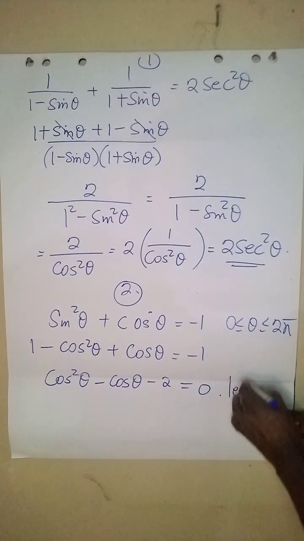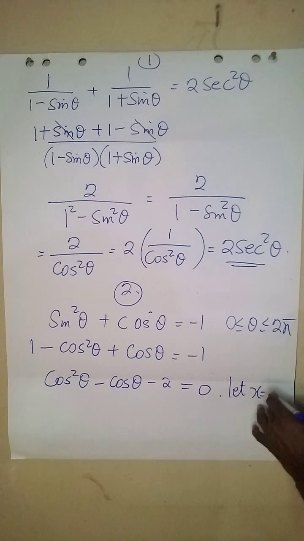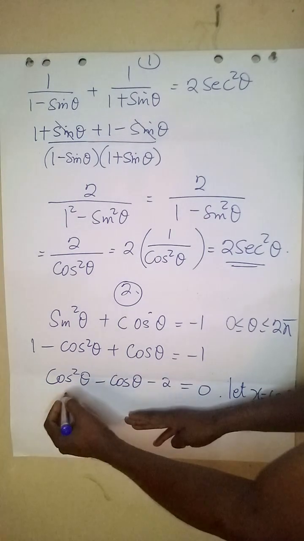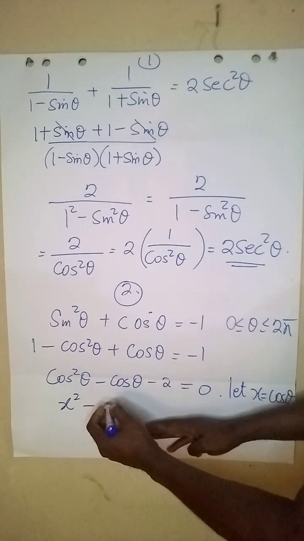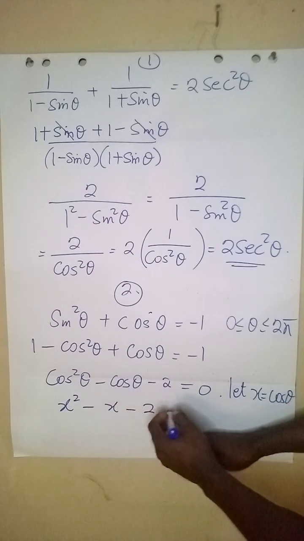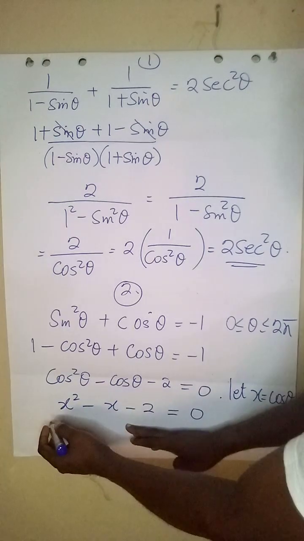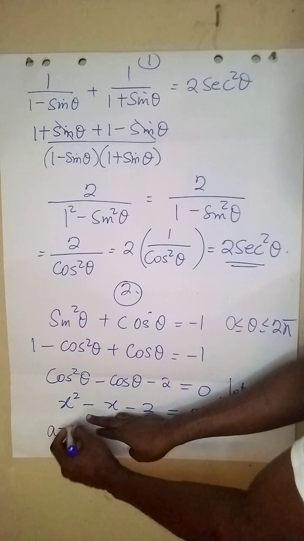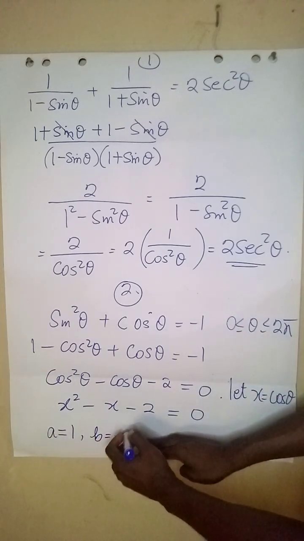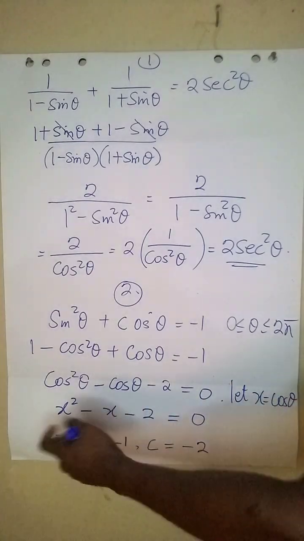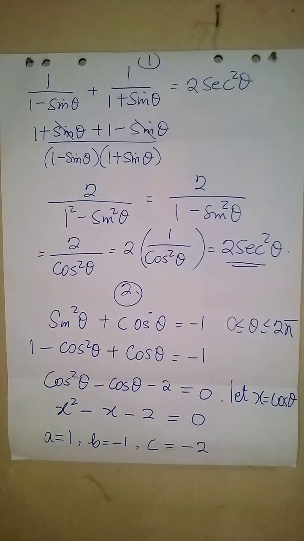We're going to say let x be equal to cos theta. So replace cos theta with the variable x, and you see we're going to be having x squared minus x minus 2 equals 0. And this reminds you of what I discussed in one of my videos, and that is a quadratic equation. With a quadratic equation, we can apply the quadratic root formula to solve this. So we have a as 1, we have our b as minus 1, and we have our c as minus 2. So we can apply the quadratic root formula to solve this immediately so that we can get our answer.